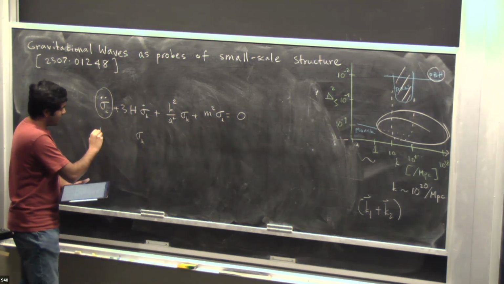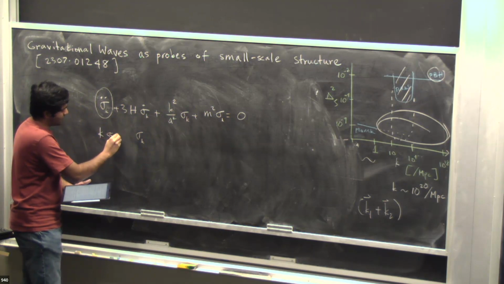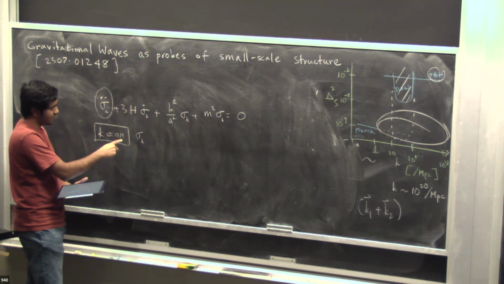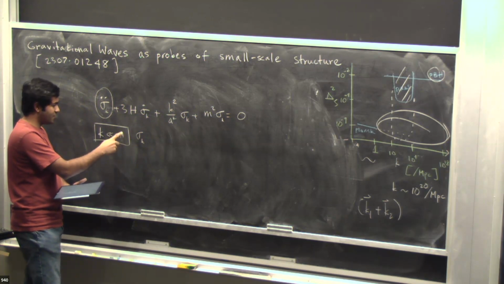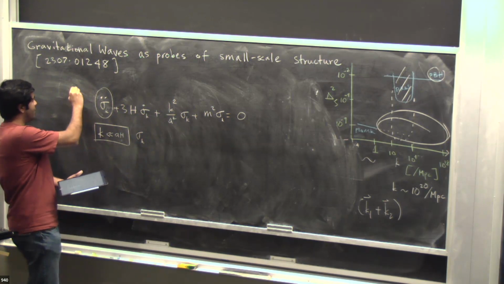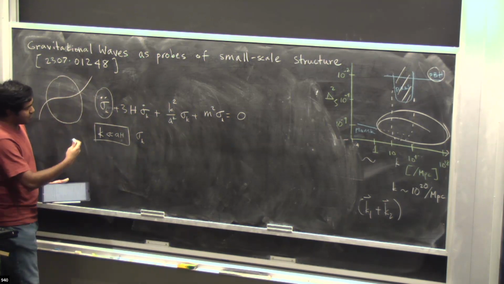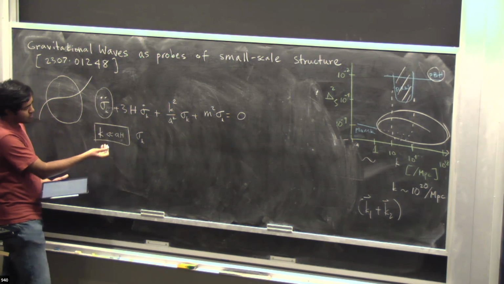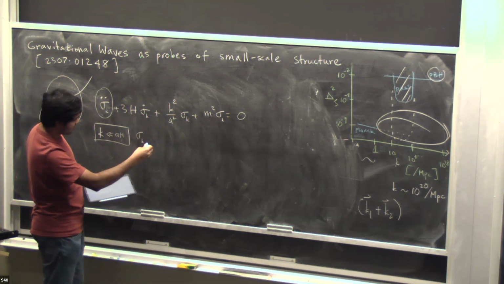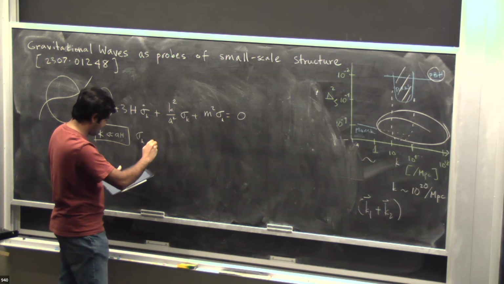So you can write a solution when k is much smaller than aH, where a is the scale factor and H is the Hubble scale during inflation. This is basically the statement that the size of the mode is much bigger than the horizon. If you focus on this type of k modes, then you can still write just like what we have on the other part of the board.